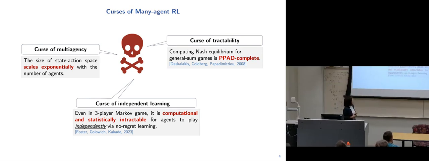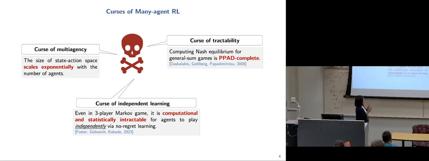Lastly, it has also recently been shown by Dylan, Loa, and Sham that if we let agents play independently with some no-regret learning algorithms, then it is computationally intractable, even for computing some weak notion of equilibrium like coarse correlated equilibrium. This holds true even for very simple, say, three-player Markov games.